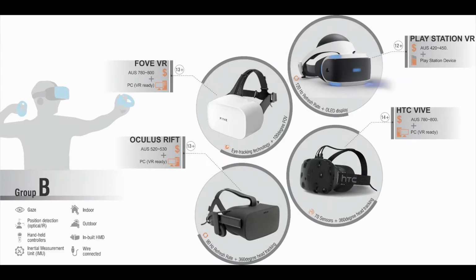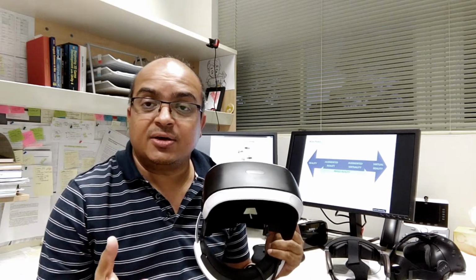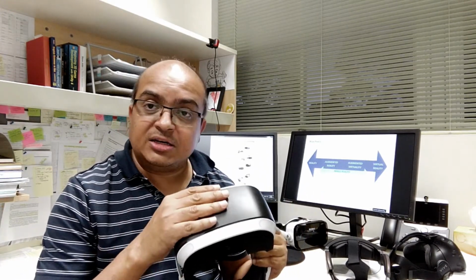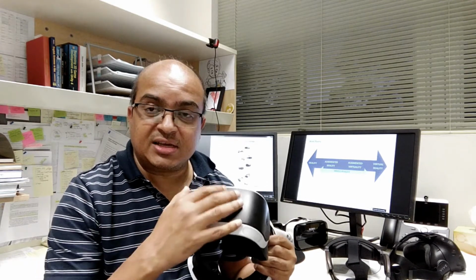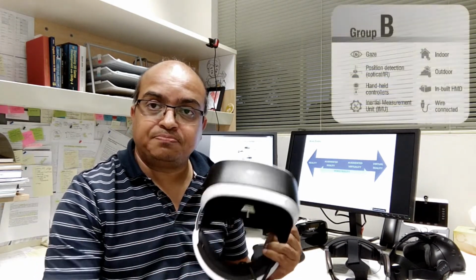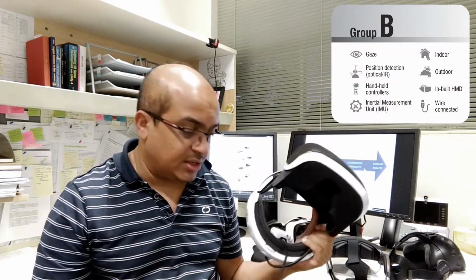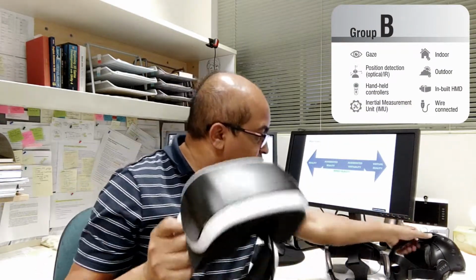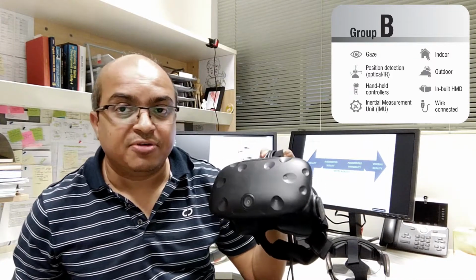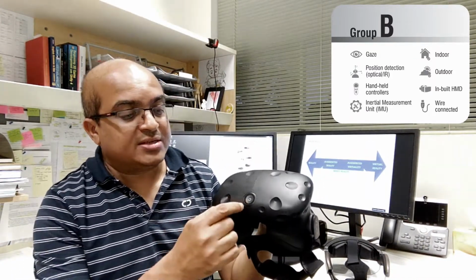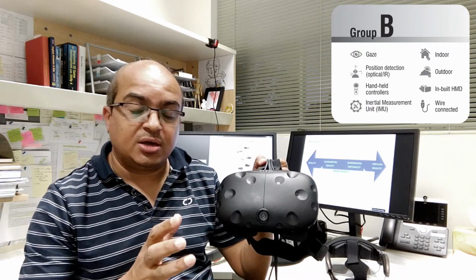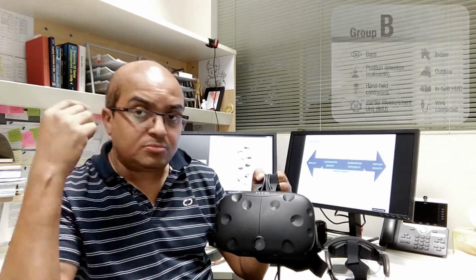The second category of HMDs uses their own inbuilt display. For example, there is PlayStation VR. It has its own display inside. Usually this is a commercial product, and it uses a very high quality display inside, and it has sensors so it can sense and interact with the virtual object. So for example, this one or the HTC Vive has its own sensors and camera to track the object or the position of the user.